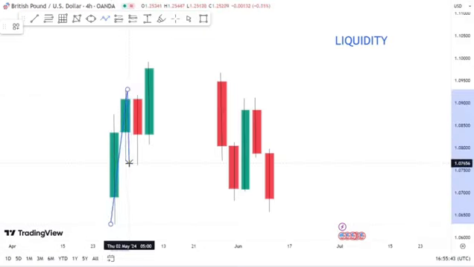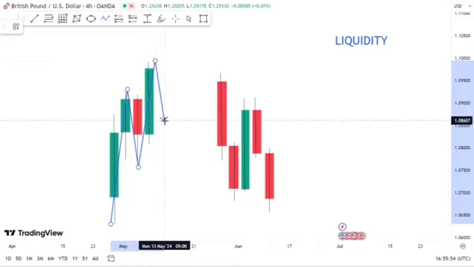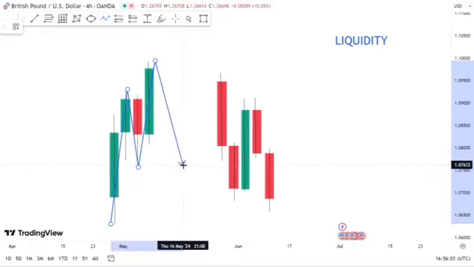There, the pullback, and goes forth to print a new high. So that's literally the pullback. But if the market were to come back down like this, after the pullback, printing other candles, and take this particular last pullback, that becomes the inducement.